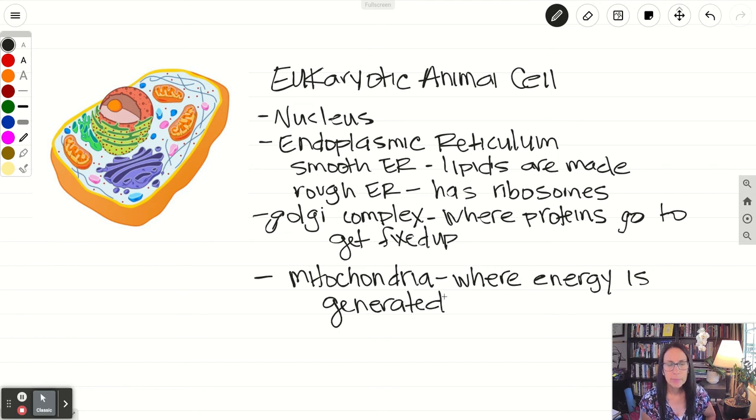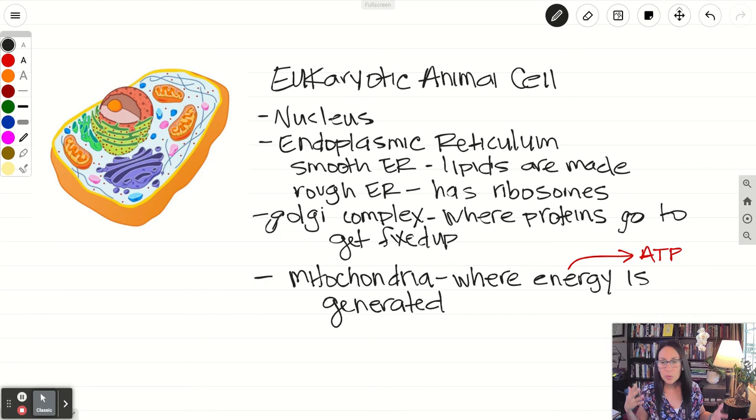Okay, and the energy that the cell generates is called ATP. I'm just going to put a little aside here that this energy I'm talking about is a molecule called ATP. We're going to talk about this in a future video, but I just want to introduce it here. ATP is made in your mitochondria.